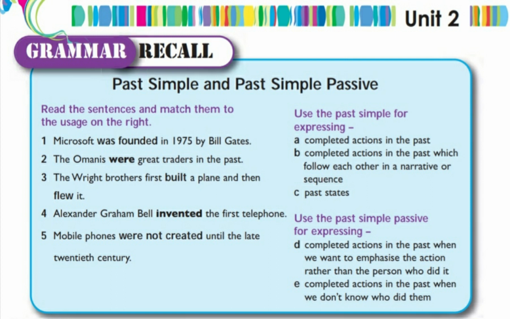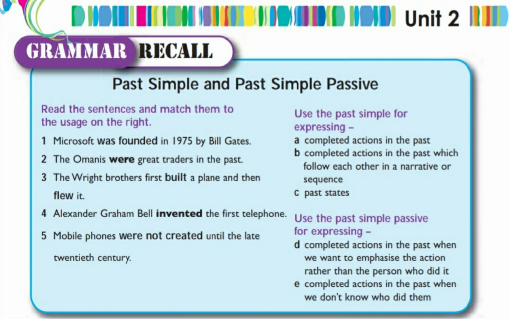Okay? The third use of the past simple is the past states. A state means the way something is, the state of something. And we use it with the verb to be and other verbs called stative verbs. Okay? To express the state of something or someone. So these are the uses of the past simple.